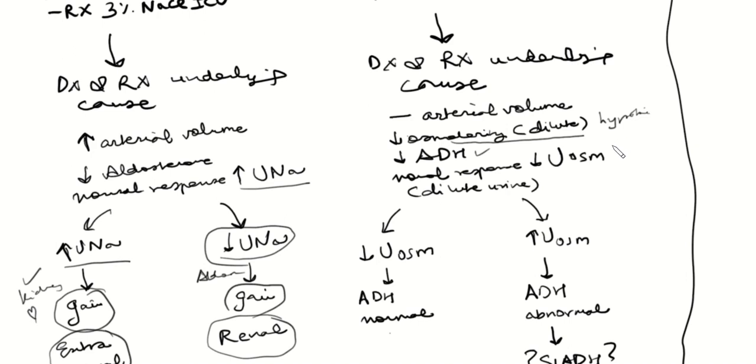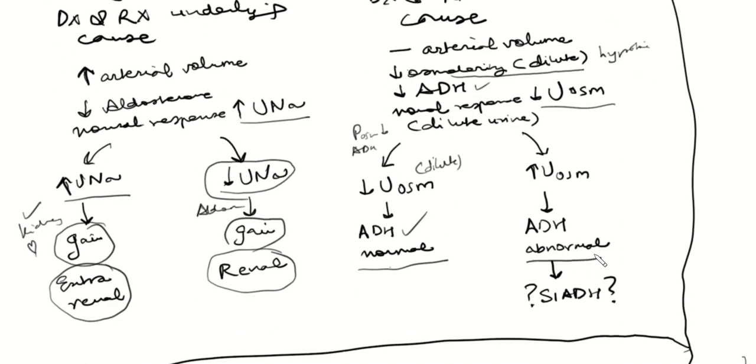That means the urine is going to be dilute, or urine osmolarity is going to be low. Again, the plasma osmolarity is low. It's dilute blood, which means ADH is not going to kick in, and it's going to pee out dilute urine. That means ADH is normal. If, however, urine osmolarity is high, then ADH is abnormal.